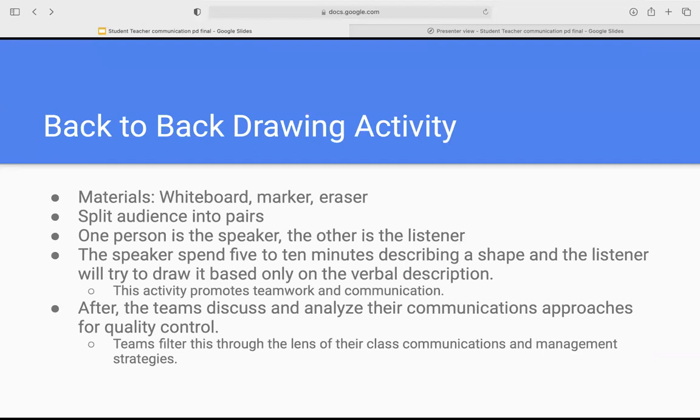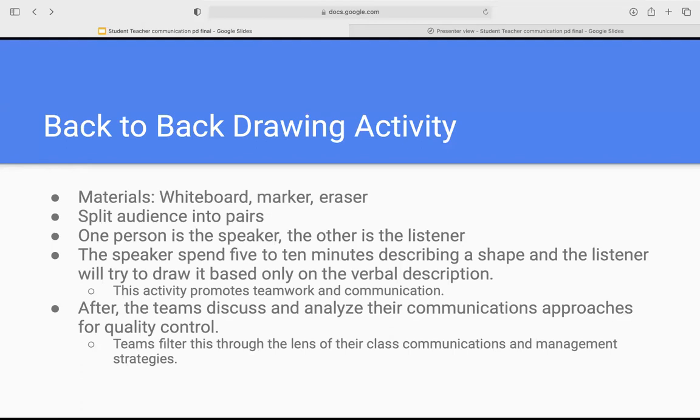Next up, we have an activity where I'm going to test in real time the importance of effective communication. Here, we will pair off with a partner, and one will be given a whiteboard, a marker, and eraser, and the other will be given a piece of paper with a shape on it. The person with the whiteboard will be the listener, and the person with the piece of paper will be the speaker. The pairs will spend 5 minutes trying to listen as the speaker describes the shape on the paper.